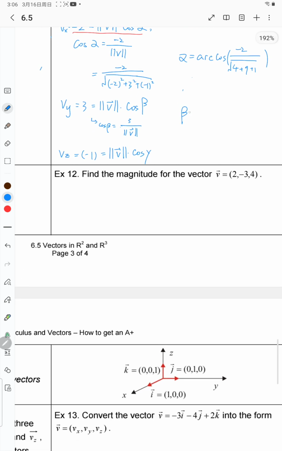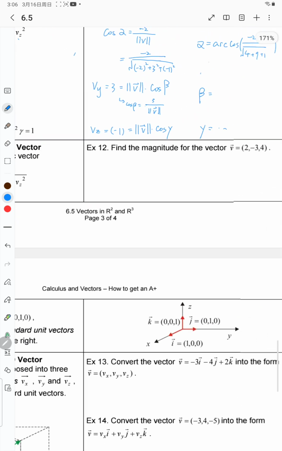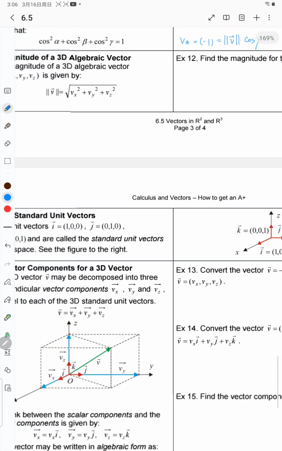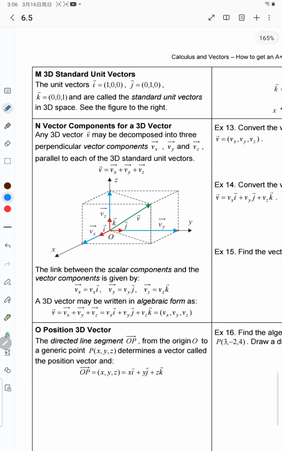Yeah, and then you can write out beta, you can write out gamma, okay? If you find out the vector, you can write this out, right? So v is equal to the square root of 4 plus 9 plus 16, okay? And then 3D standard unit vectors, okay. It's exactly like our 2D i and j, and just pay attention, it's the standard unit vector, right? I think this is obvious. Just be familiar with this notation i, j, and k.